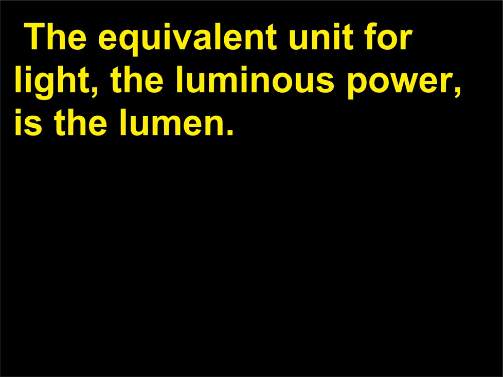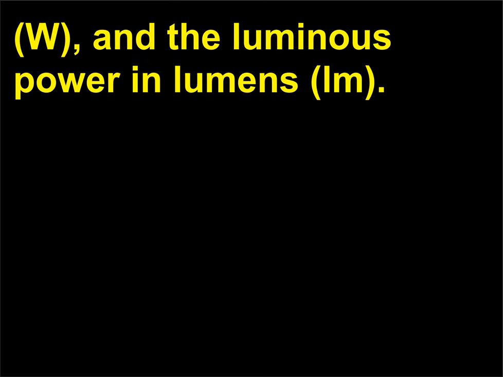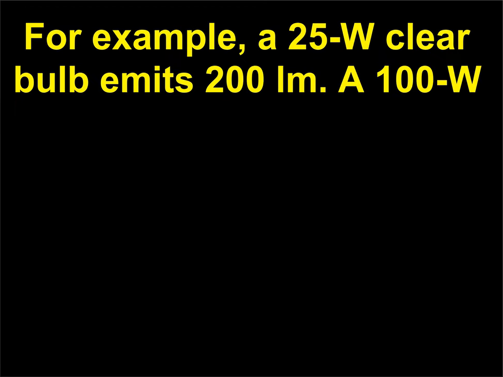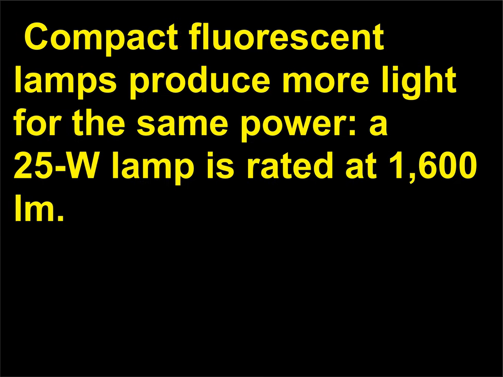The equivalent unit for light, the luminous power, is the lumen. If you look at the box a lamp comes in, you'll find both the electric power it dissipates in watts, W, and the luminous power in lumens, lm. For example, a 25W clear bulb emits 200 lm. A 100W lamp emits 1720 lm. A 60W halogen lamp emits 1080 lm. Compact fluorescent lamps produce more light for the same power. A 25W lamp is rated at 1600 lm.